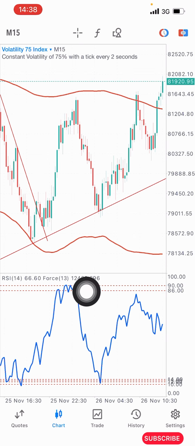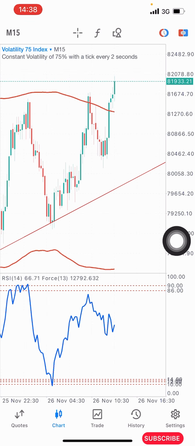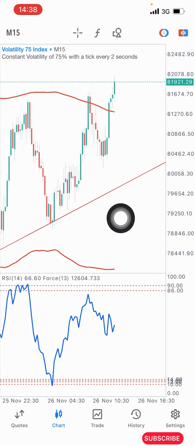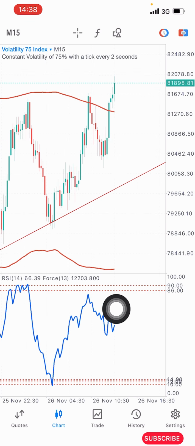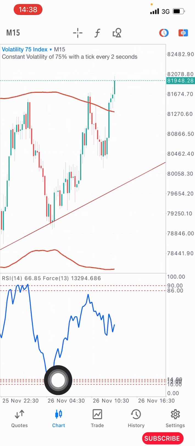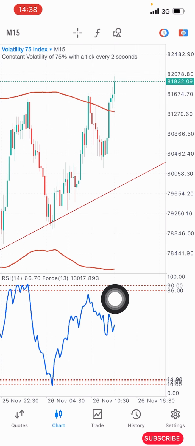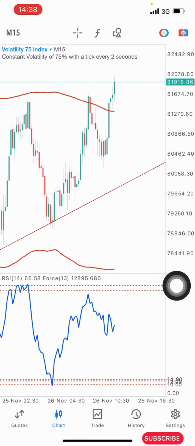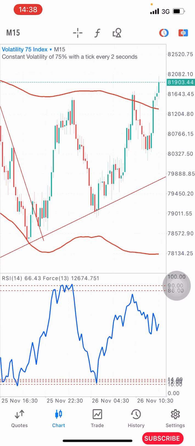All right, so you took your buy from this area, you wait for price to get to the overbought level, and then you exit. All right, so as you can see, price is currently heading up. According to the indicator, you can still be in the trade. Right, if you bought from this area, you can still be in the trade till this blue line gets to the 90 or the 86 level, then you exit according to the strategy. So guys, this is a very simple strategy to understand.